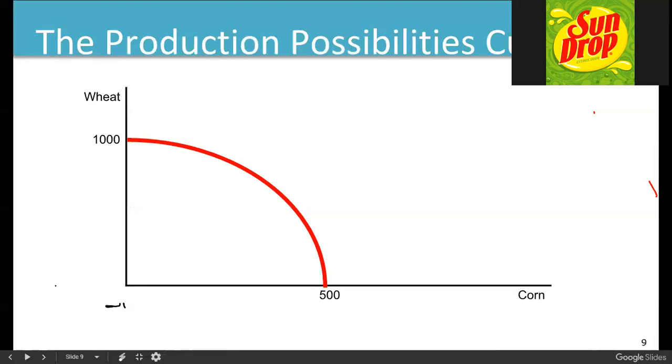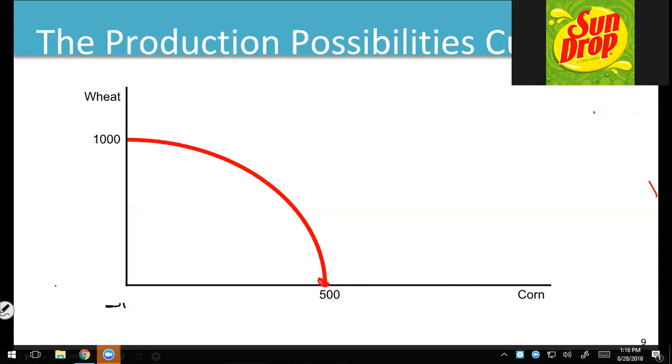These are the combinations. We could have done nothing but corn. If we do nothing but corn, we get 500 bushels of corn. If we do nothing but wheat, we get 1,000 bushels of wheat. But we could give up a little bit of wheat and get some corn. We could give up a little bit more wheat to get a little bit more corn.